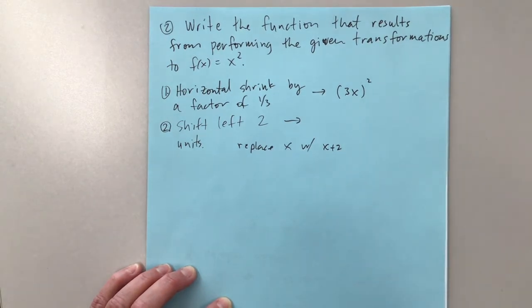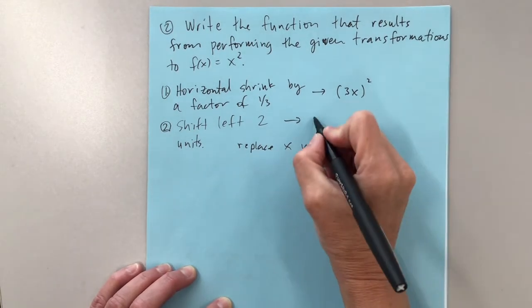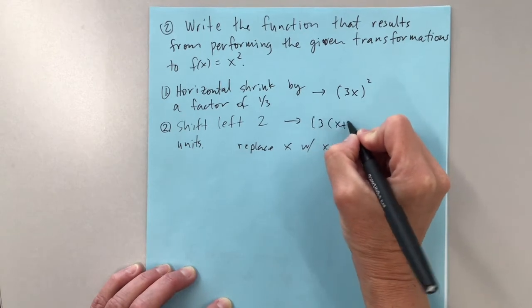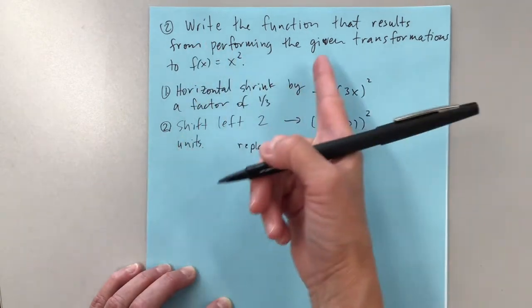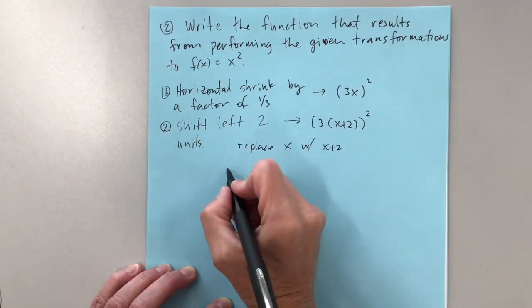Again, it's not just adding 2 to what is there. You're adding 2 to x. This is worth pausing right now, making sure you have that down accurately in your notes. Shifting left by 2, you're not just adding 2 to what's there. X is getting replaced with x plus 2. So it would be 3 times (x plus 2), quantity squared. That would be the function that we would get by these transformations in this order applied to that function.